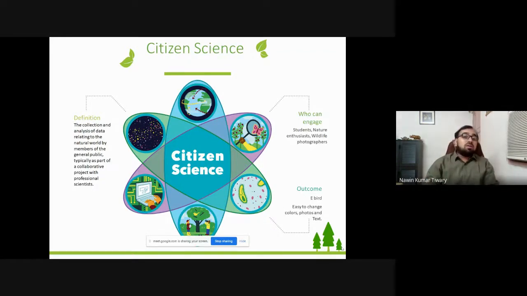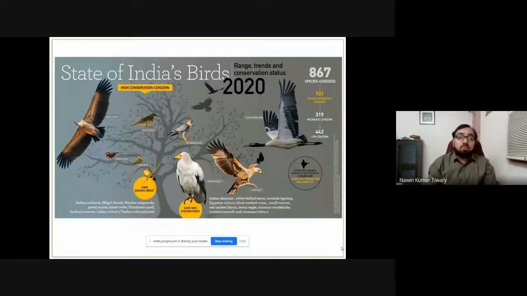So it is a very good, innovative way of creating large data sets with limited resources. One of the major outcomes of citizen science is the State of India's Birds Report. We have roughly around 1300 species of birds in India, and to monitor the population of each one of them is not possible with a handful of scientists and researchers working in this field. So what has been done in the past is that all the bird watchers and bird photographers have collected their sightings through a citizen science project. There is a portal called eBird.